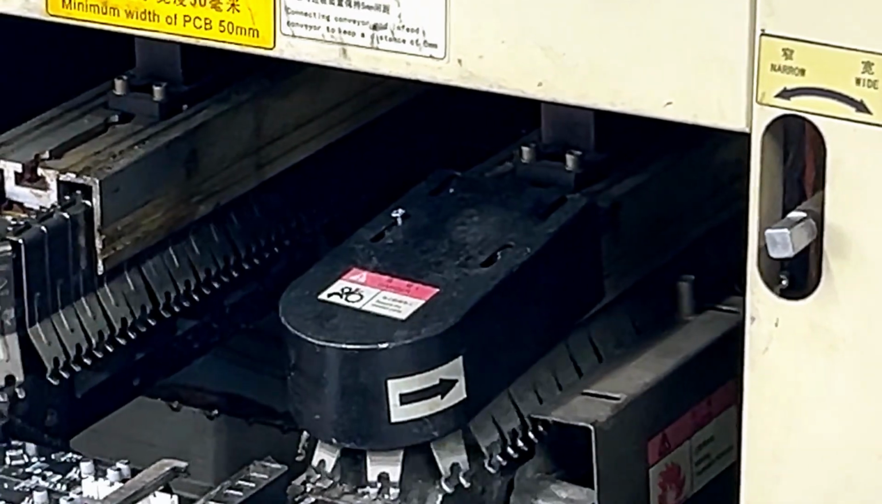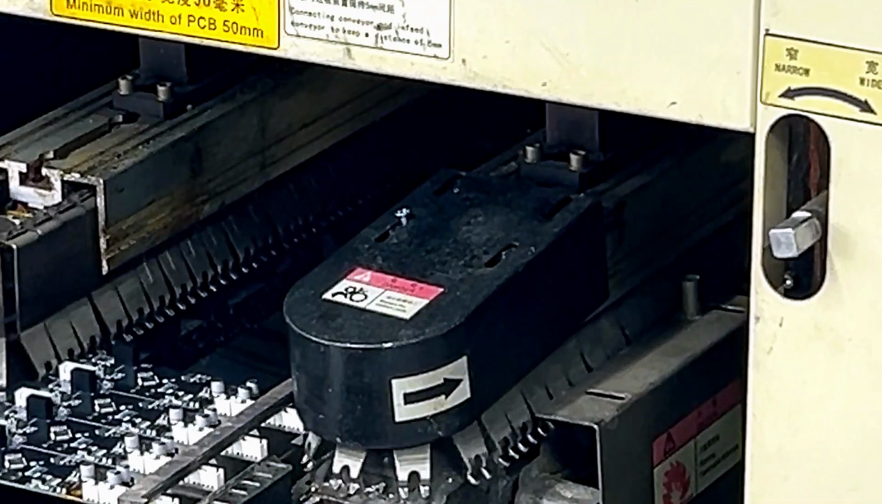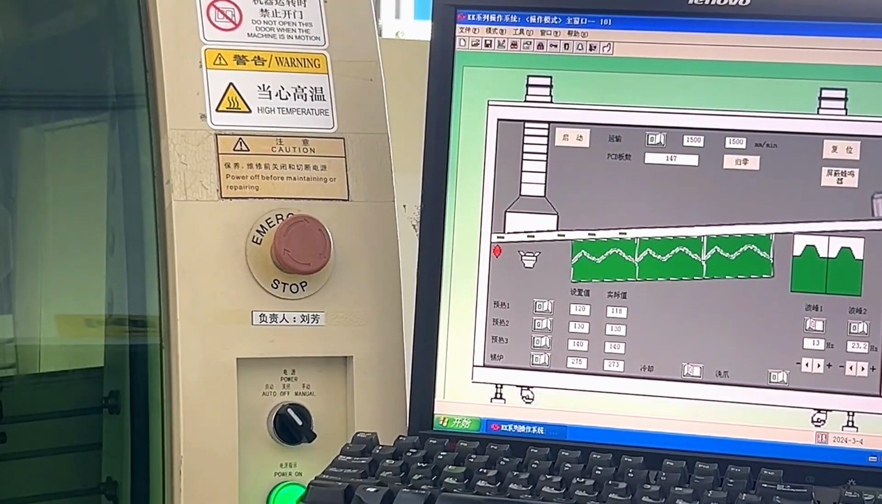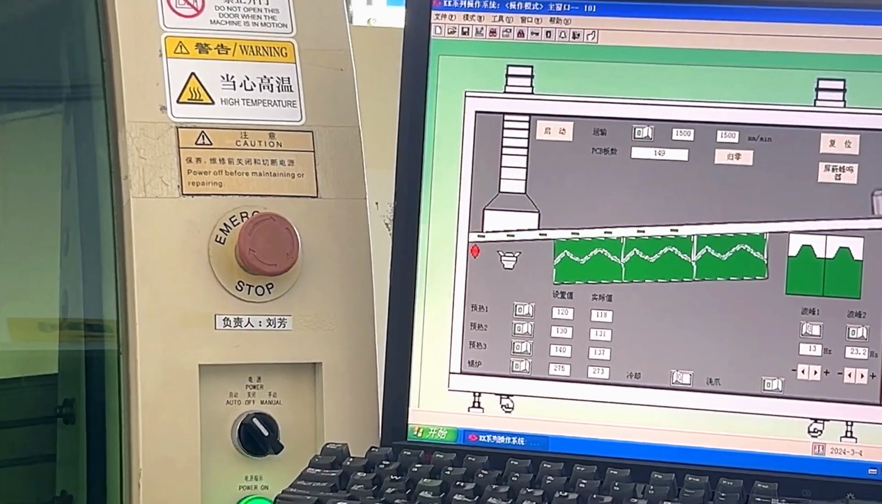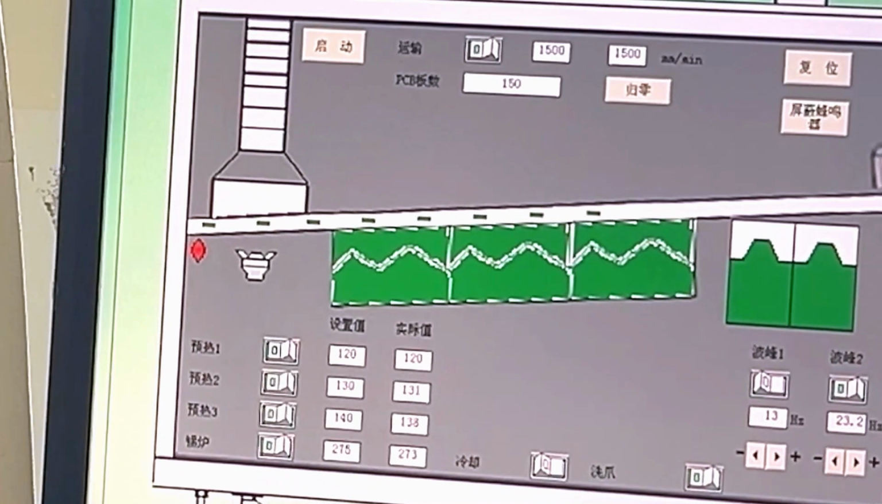Next, let's take a closer look at the importance of temperature control to welding quality. The circuit board goes into the wave soldering machine, and the soldering temperature is adjusted to ensure that the solder reaches the proper molten state. The running status of the machine can be seen through the computer screen. The board passes smoothly through the wave soldering machine and is removed.